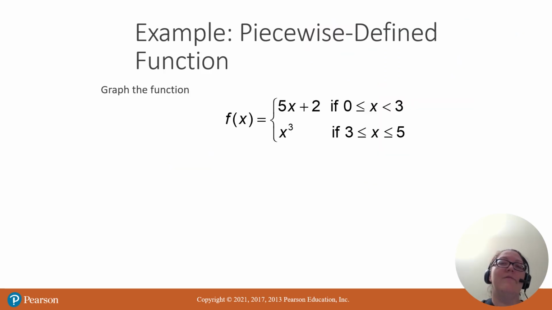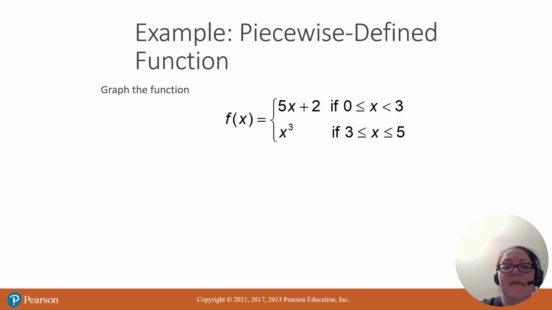Okay, so now that we have an idea of what a piecewise function is and how it's defined, as well as what it looks like graphically, let's take another deeper dive into it. So let's say I want to graph this piecewise function. Now I've got two parts on this. The first part is 5x plus 2 if 0 is less than or equal to x, which is less than 3. And the second part is x cubed if 3 is less than or equal to x, which is less than or equal to 5.